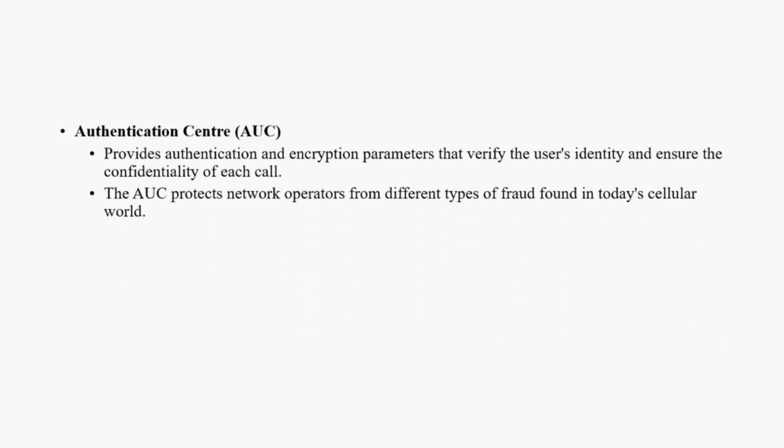Next component is authentication center. It provides user authentication, meaning whether the user is authentic or not, whether there is any malicious user or defective user. All such information is authenticated from AUC, and when a user is authenticated, it also ensures the confidentiality of each user by encrypting data. It also protects the network from different types of fraud found in today's cellular network.